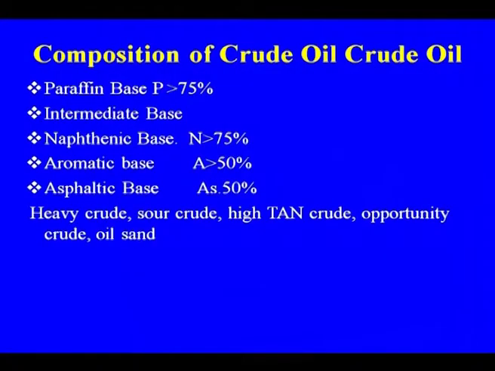As I told you in lecture 1, on the composition of the crude oil, we have various types of crude oil. That may be the paraffinic base, where the paraffins are on a very high side; intermediate base, meaning in between paraffin and the naphthenic base, where naphthenics are more than 75; aromatic base, where more aromatics will be there; asphaltic base, meaning more heavier product there. And the quality: heavy crude, sour crude, high TAN crude, opportunity crude. Now we are also calling the heavy crude the opportunity crude. How to process this is also posing a big challenge to the refinery.